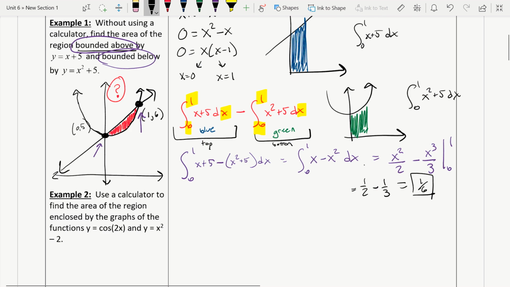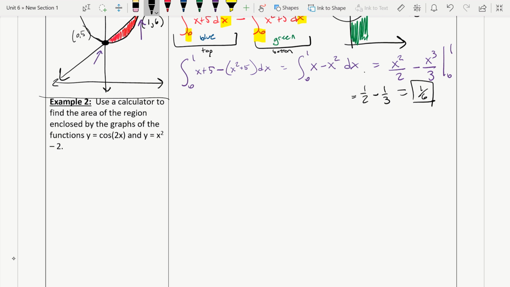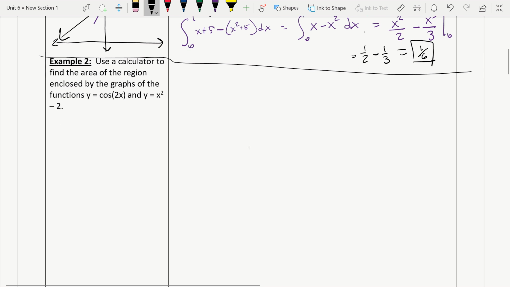Let's do another. So this time around, we'll use a calculator to help us out. The region is enclosed by the graphs of y equals cosine 2x and y equals, oops, hey, this fell off the line. It's x squared minus 2.